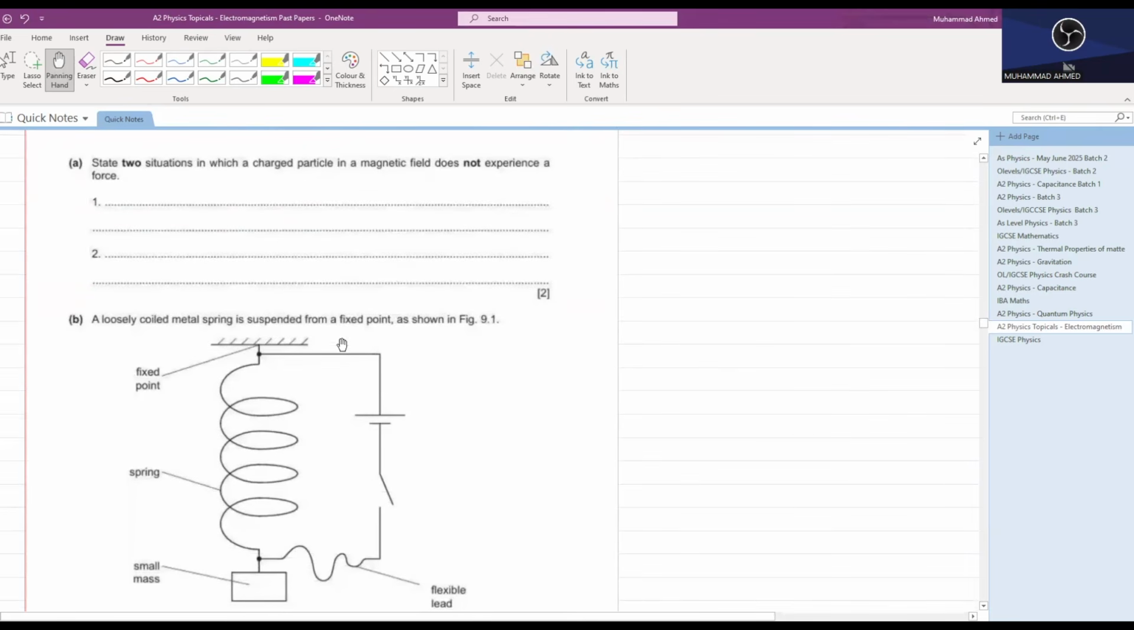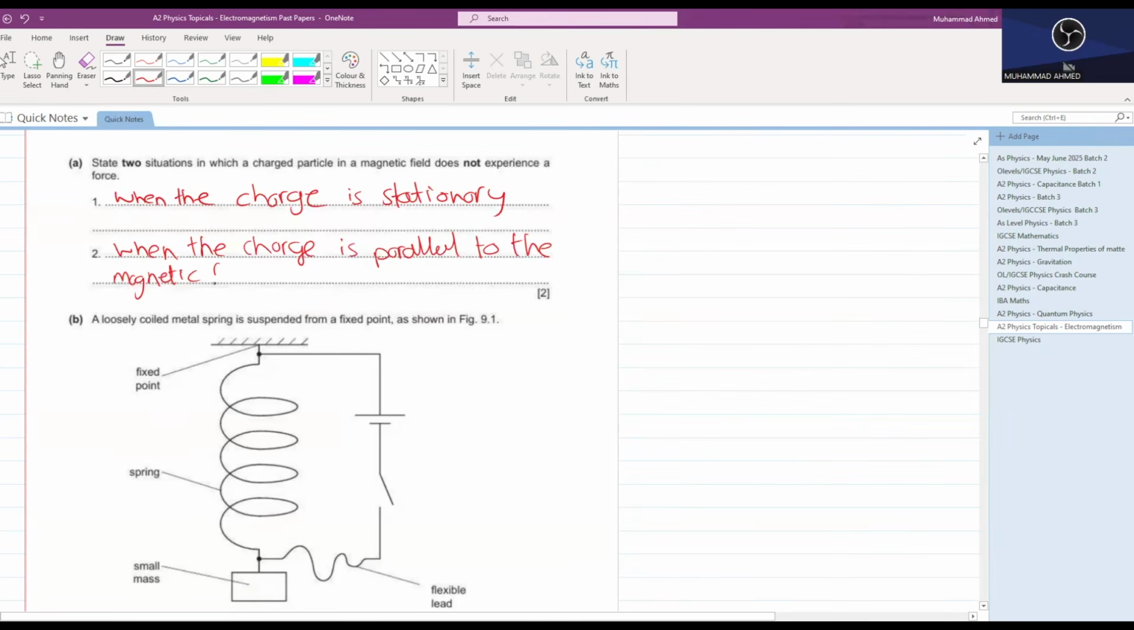State two situations in which a charged particle in a magnetic field does not experience a force. When the charge is stationary. And what could be the second condition? Yes. Do you guys remember? When the charge is parallel to the magnetic field. Simple as that. Okay. Let's do part B.